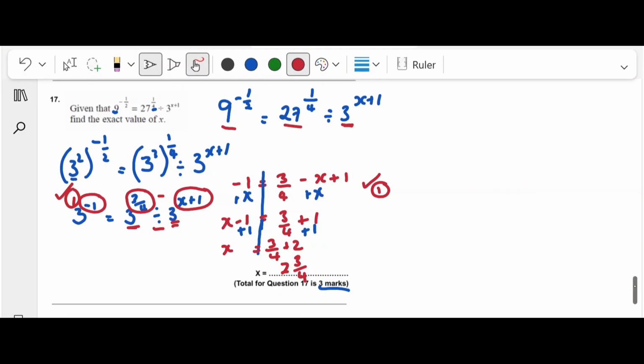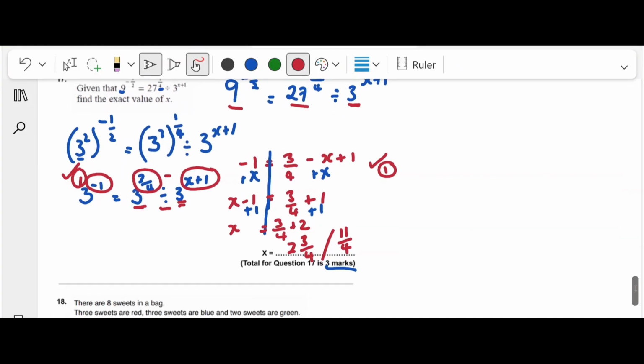Or you can write it as a top-heavy fraction, is fine as well. That would get you 4 marks for writing x is 2 3/4. Or you can write it as a top-heavy fraction. 4 times 2 is 8, add 3 is 11, so you could write it as 11/4. Or you could write it as a decimal. You've got a calculator, so you could work that out on your calculator anyway. And that is worth 3 marks.